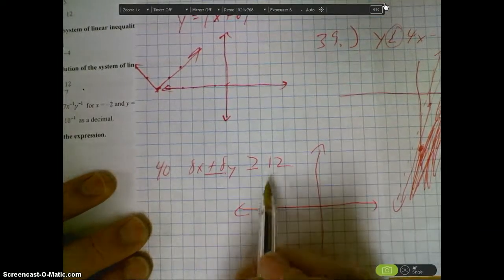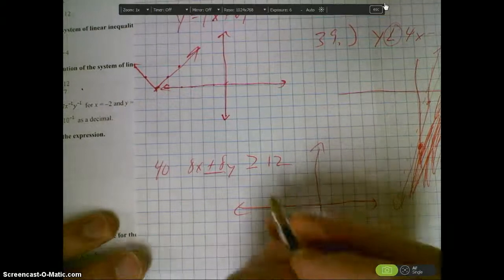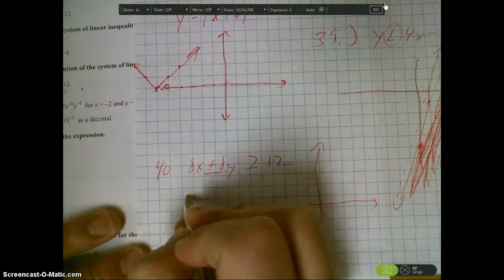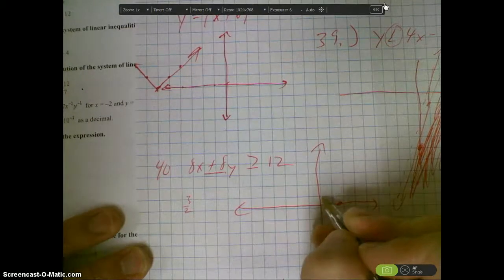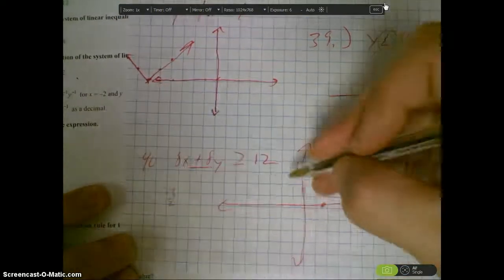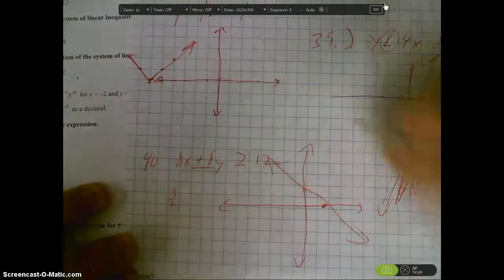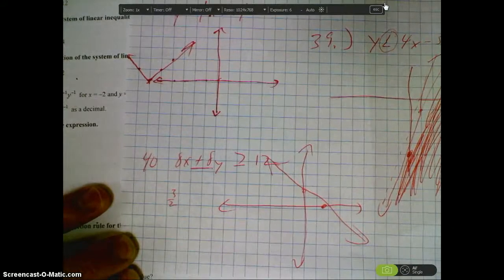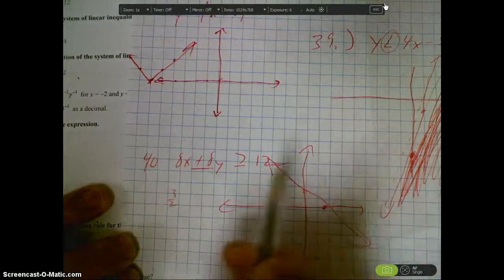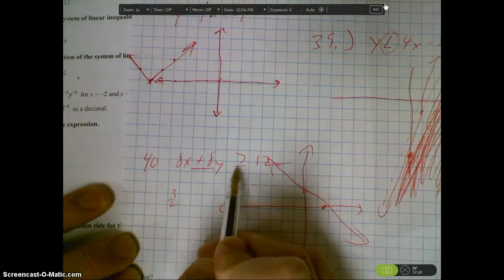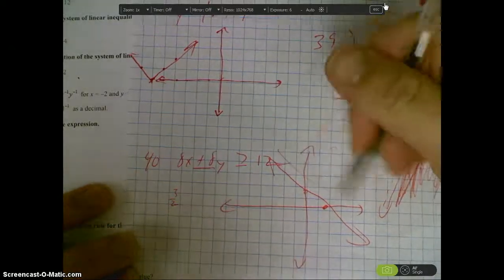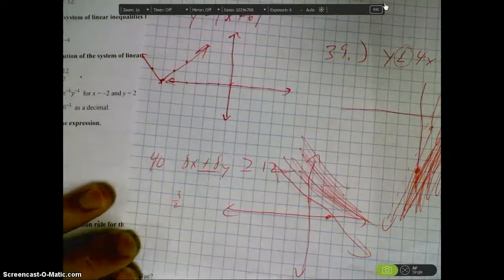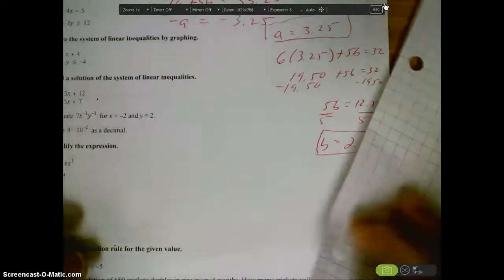The x-intercept is 12 over 8, which if I divide both by 4, I get 3/2. So the x-intercept is 1.5, and the y-intercept is also 1.5. So that's my line. Okay, that is an awful, awful straight line. And it should be solid because it's greater than or equal to. Okay, so I have the bar under it, so I make a solid line. And greater than values are above the line, so I would shade above. And there is my number 40.